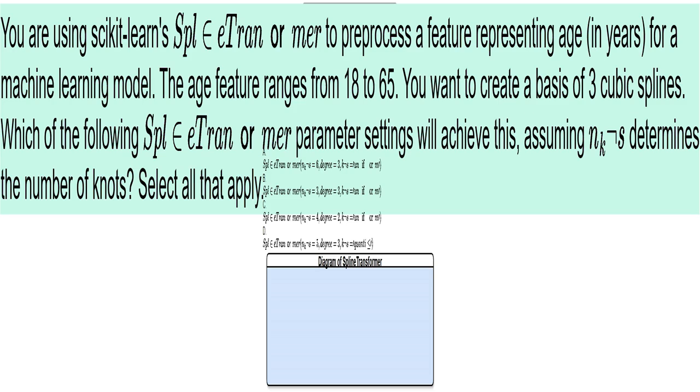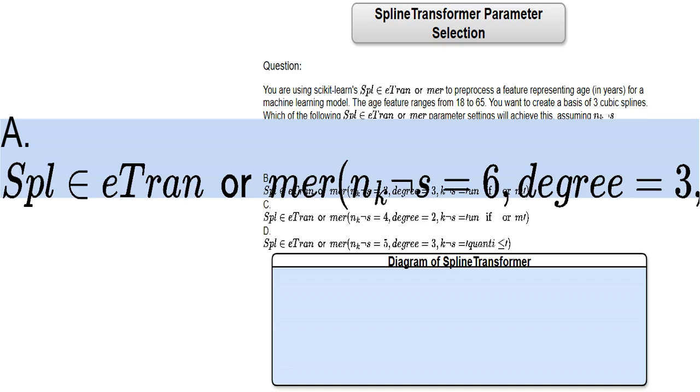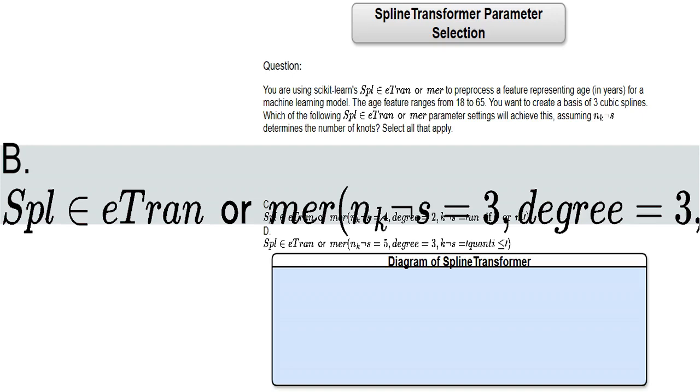Let's analyze each option presented in the following lines. This is option A. It shows n_knots equals 6 and degree equals 3. This option would create a basis of 3 cubic splines, as per the formula explained later in the passage. This option B, with n_knots equals 3 and degree equals 3, will not create 3 cubic splines. It is incorrect because the formula requires n plus d knots, where n is the number of splines, 3 in this case, and d is the degree, 3 for cubic splines.